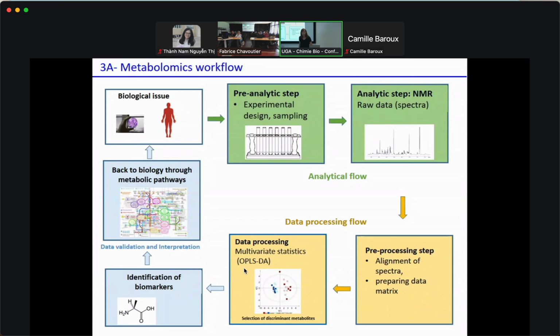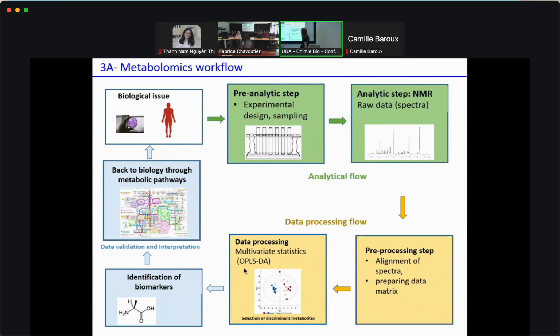Does anybody here know NMR or mass spectrometry? Nobody? Okay. These are methods which come from chemistry. I will give you some examples and explain the basics of NMR. This is an important point, because NMR is non-destructive and mass spectrometry is destructive. So we will see how to choose a good analytical tool.